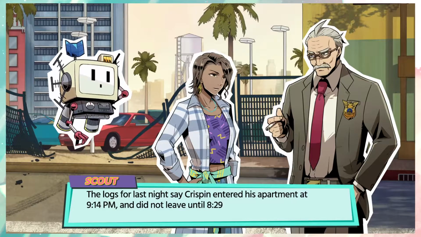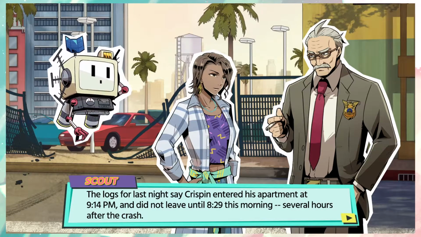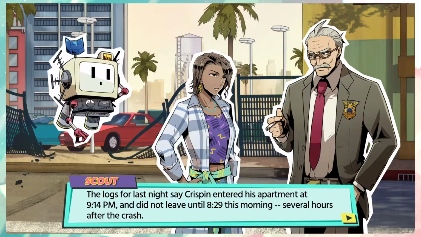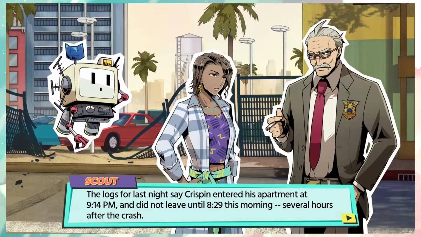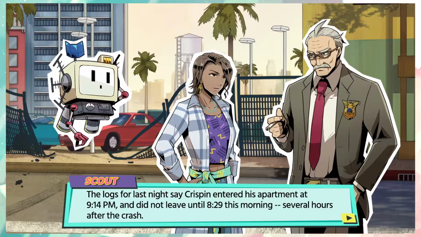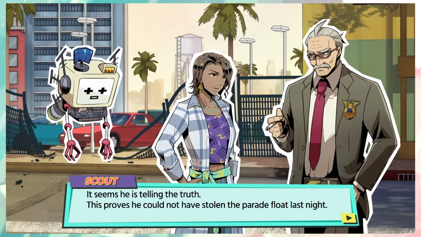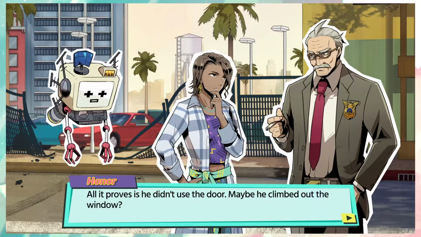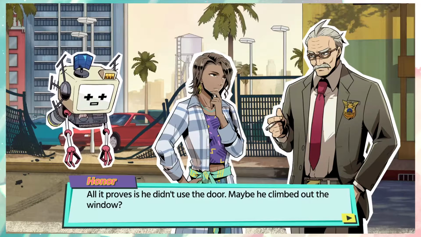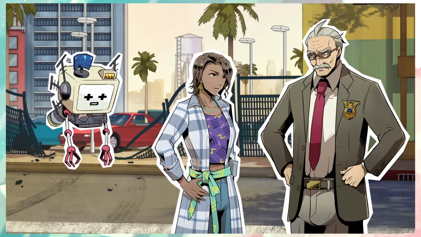The logs for last night say Crispin entered his apartment at 9:14 p.m. and did not leave until 8:29 this morning, several hours after the crash. So is it that we're walking up to the apartment building itself and then scanning and then hacking into it? I don't know. It seems he is telling the truth. This proves he could not have stolen the parade float last night. All it proves is he didn't use the door. Maybe he climbed out the window? From the 6th floor? The alibi is solid.